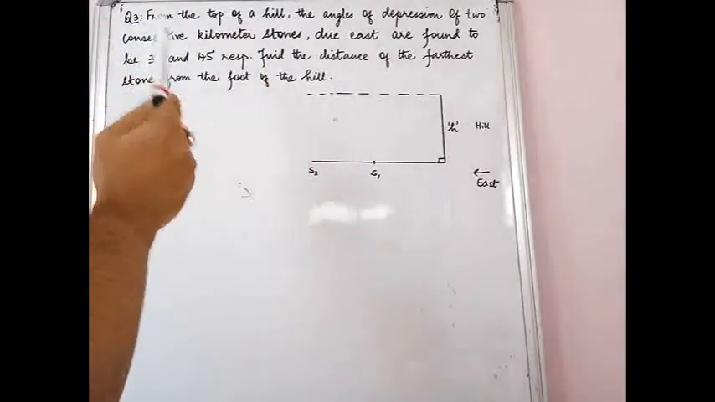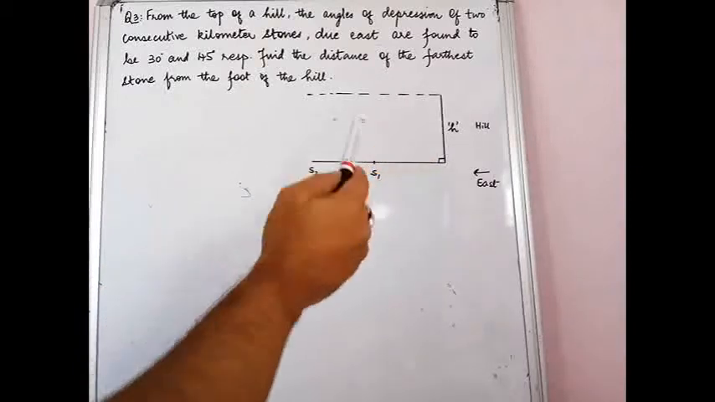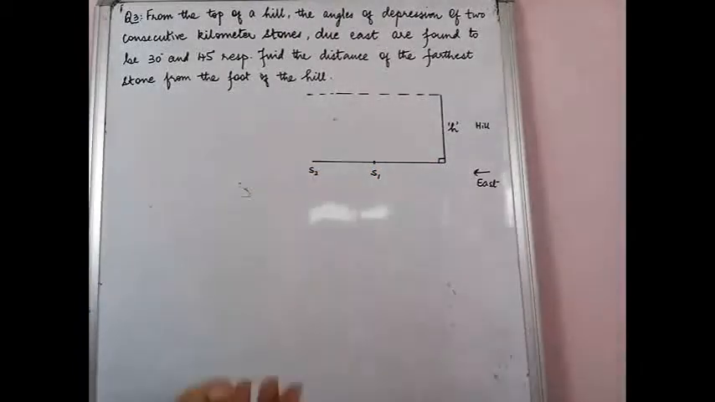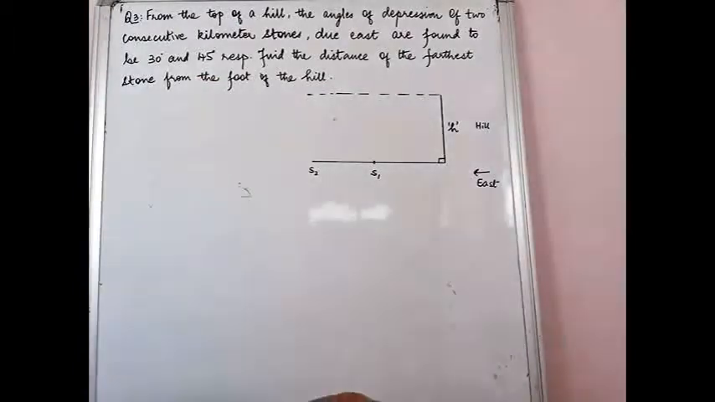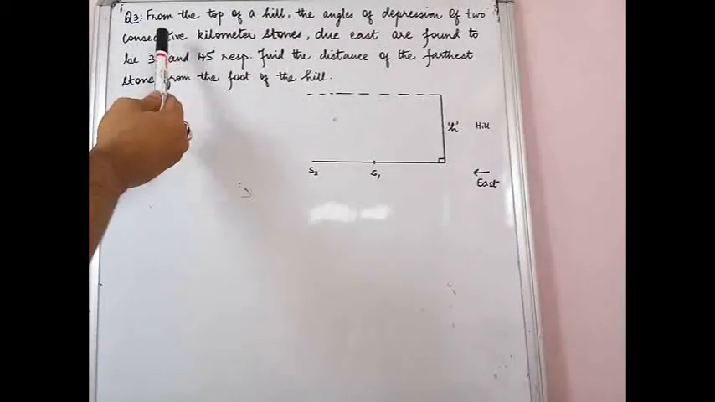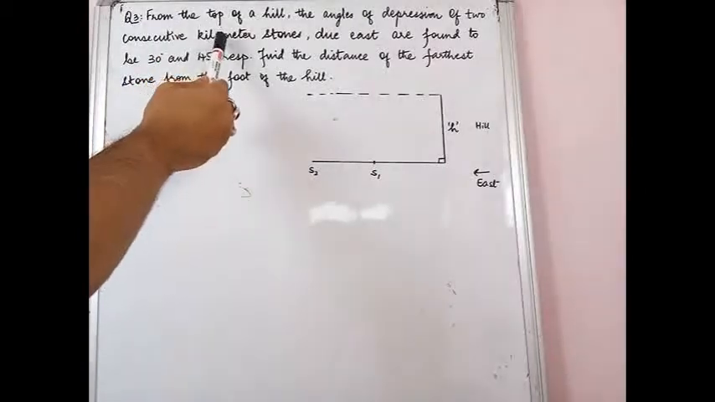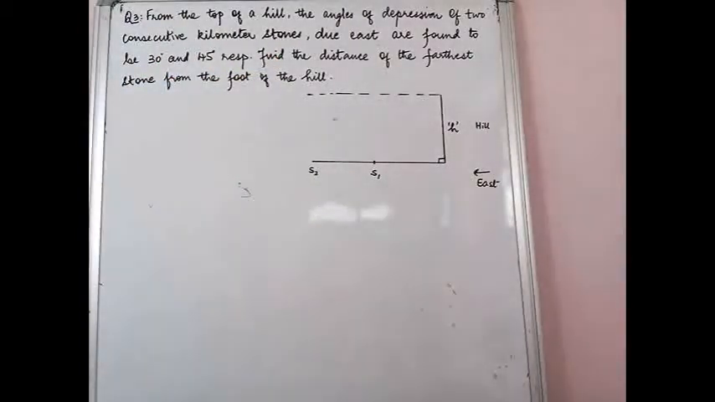Okay, so obviously he is looking down on the road. So this is the road, and on the highways or on the roads you see kilometer stones that are stuck on the ground to either side. So you see, consecutive means coming one after the other. Okay, consecutive kilometer stones. So there are two stones that are there.